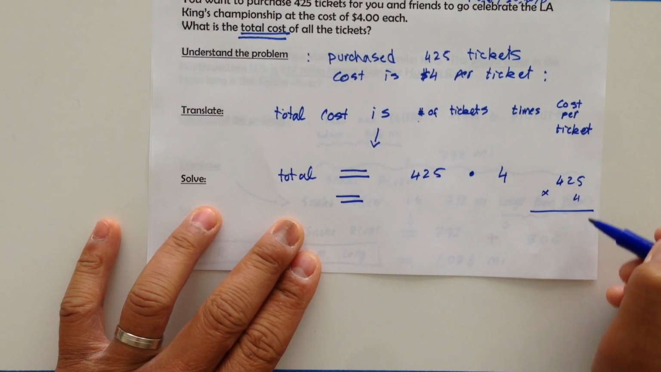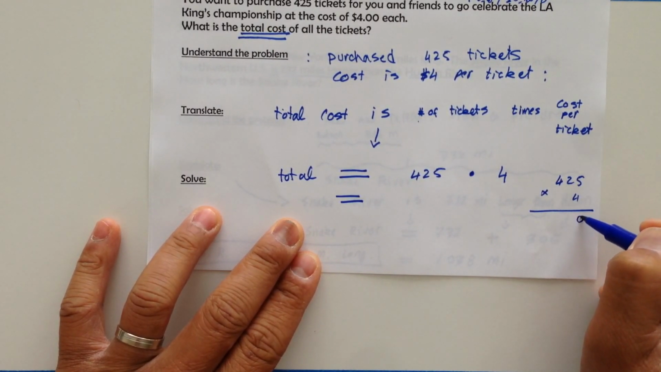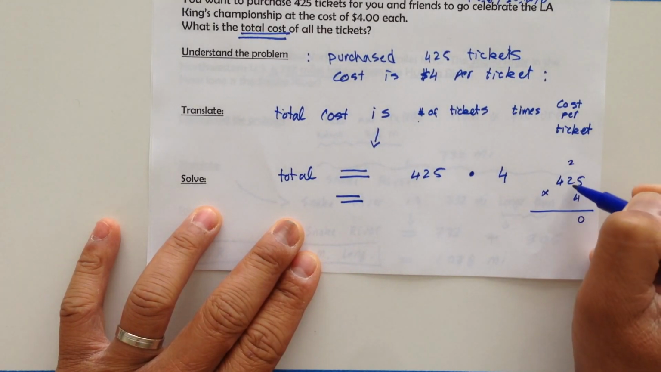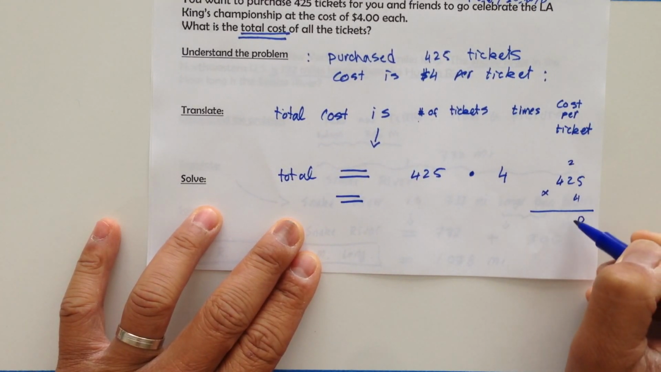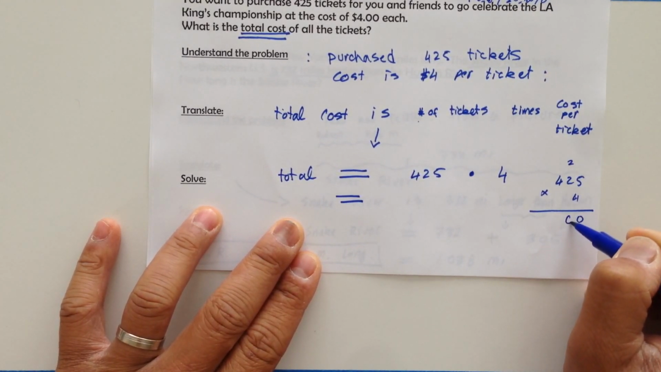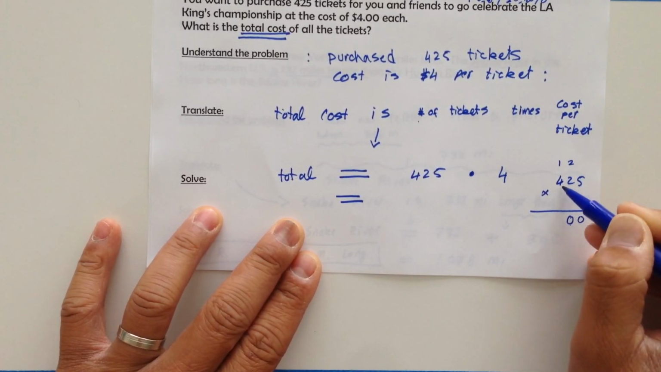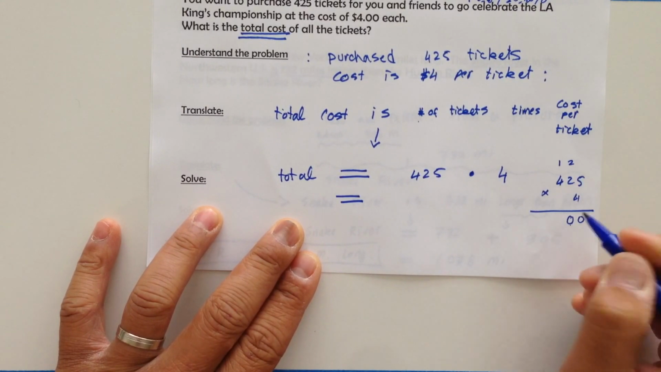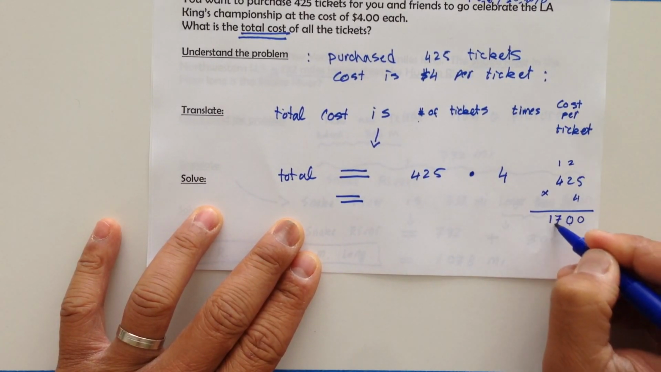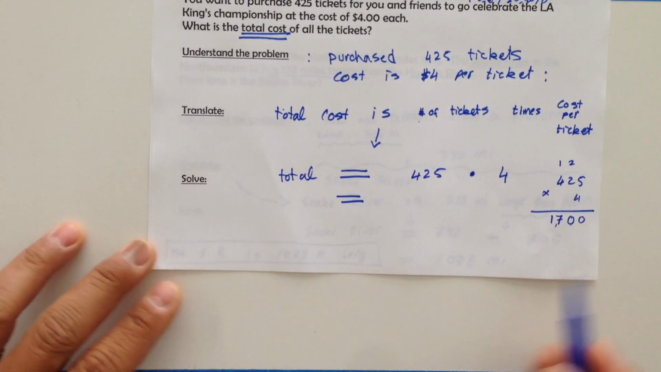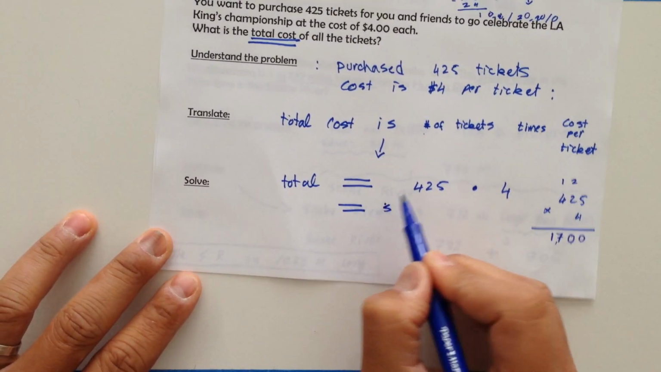4 times 5 is 20. So you write down the 0 with the remainder of 2. 4 times 2 is 8 with the remainder of 2 is 10. So write down the number 0 with the remainder of 1. That makes it a 10. 4 times 4 is 16 with that remainder of 1 makes it 17. So it comes out to be $1,700.